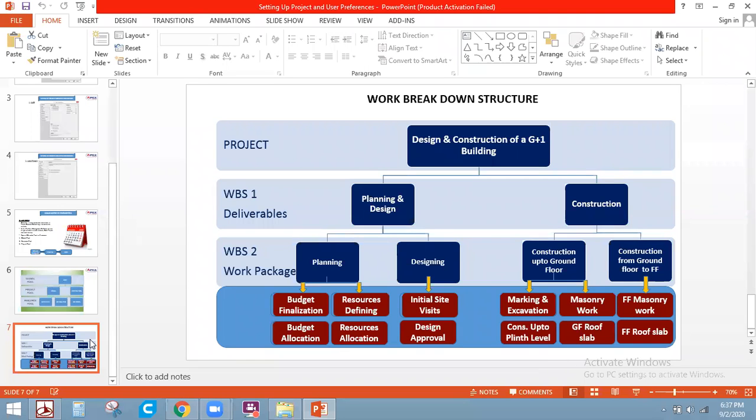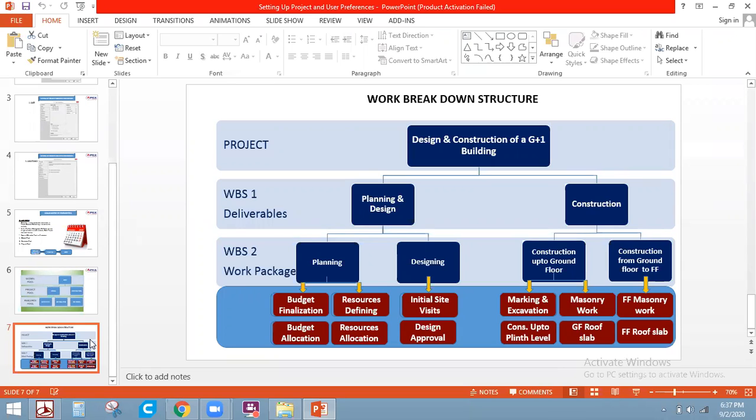Coming to the construction part, under WBS 1 we have two sub-projects, that is construction up to ground floor and construction from ground floor to first floor. This is a simple project, that is G+1. Under this, the things marked in the red or maroon boxes are all called activities. Got it?